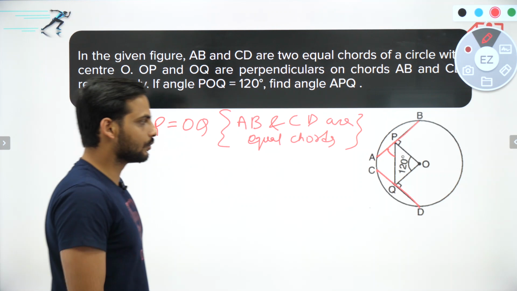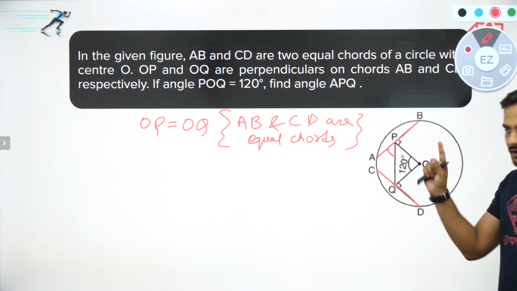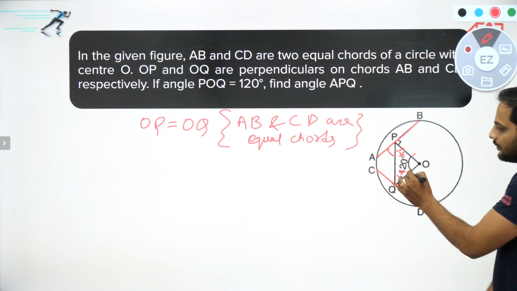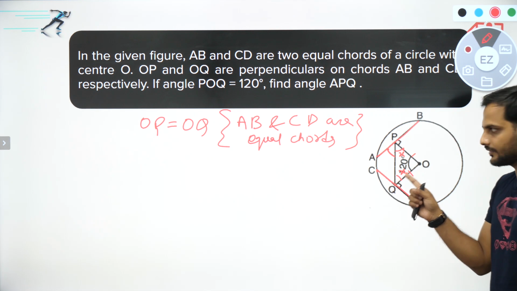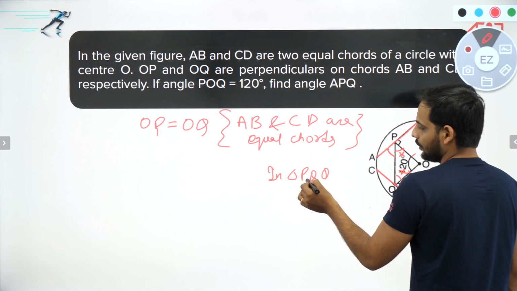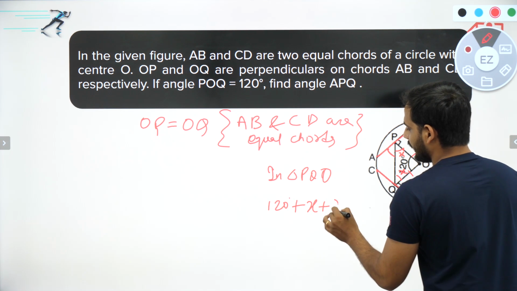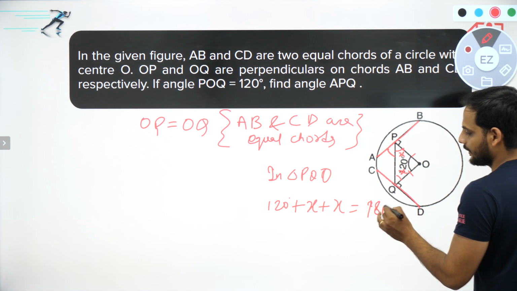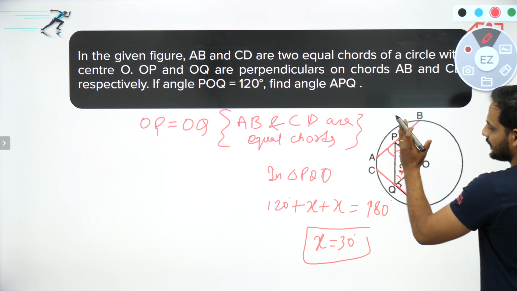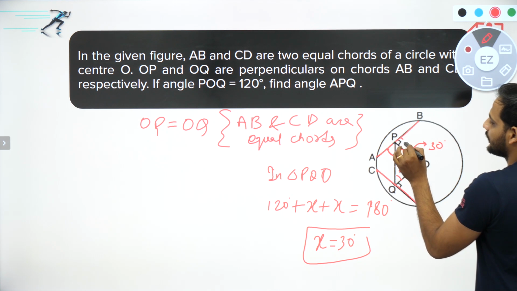Once I have OP equal to OQ, now you know, bachcho, that the whole angle has to be 180 degrees. This is an isosceles triangle, so let us say this angle is X, and this is also X. So in triangle OPQ, you will get 120 plus X plus X is equal to 180 degrees. Solving this, you will get X is equal to 30 degrees. So this angle you have got as 30 degrees, and this angle is given as 90 degrees.